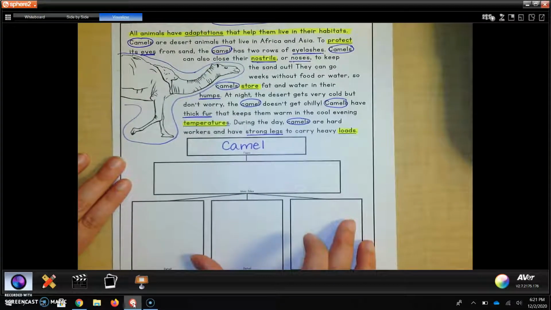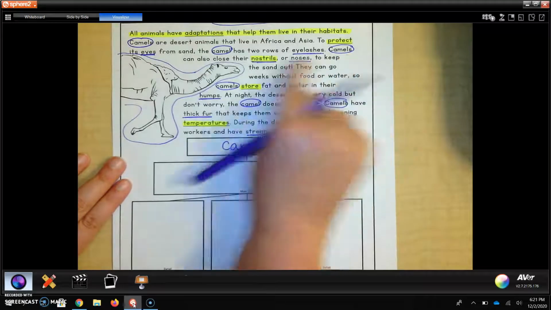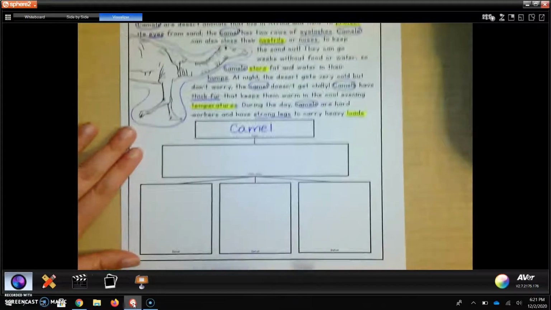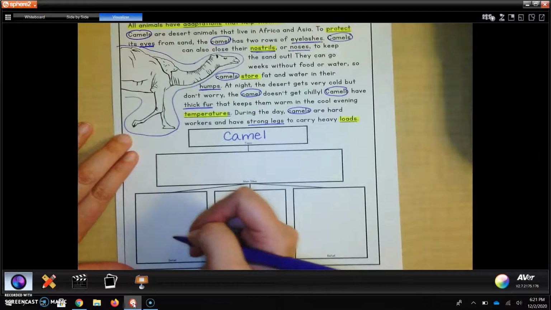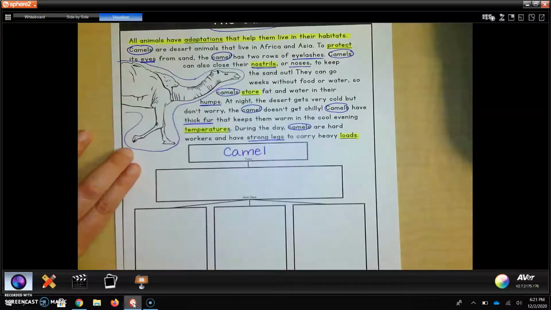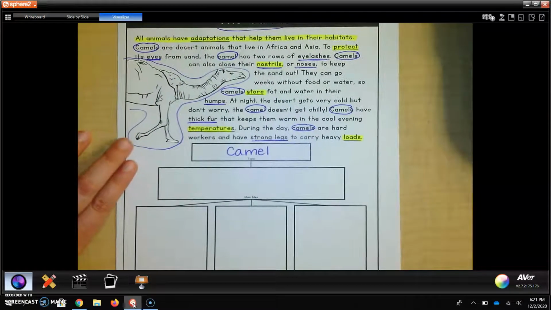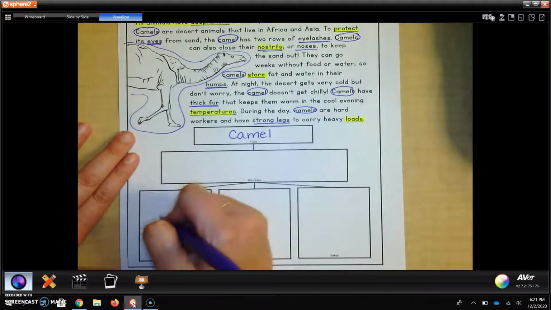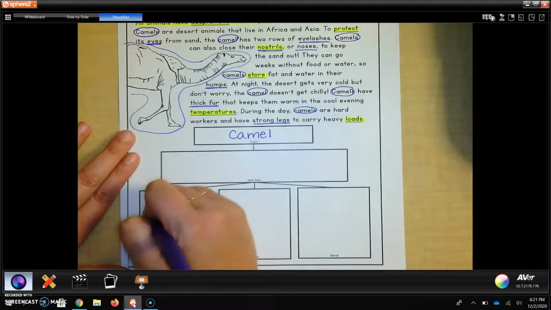So let's see. I like this one right here that says camels can also close their nostrils or noses to keep the sand out. That's pretty impressive, and I think that's a really good adaptation to mention, because we know camels live in the desert. There's a lot of sand, and being able to keep sand out of your nose really helps a camel breathe, and it helps it stay alive and survive. So I'll go ahead and put that in for my detail 1.